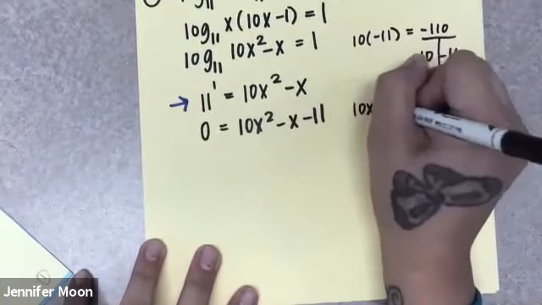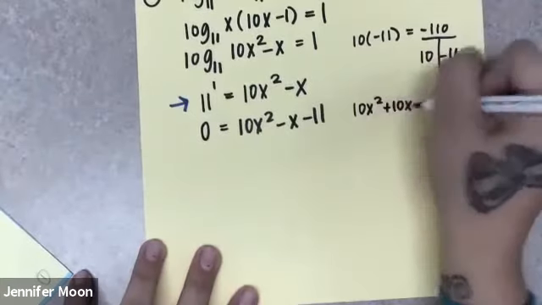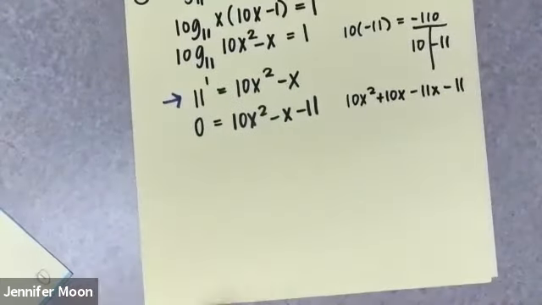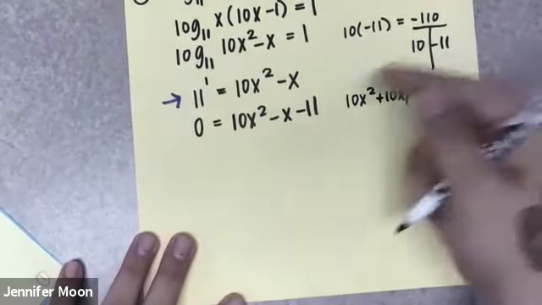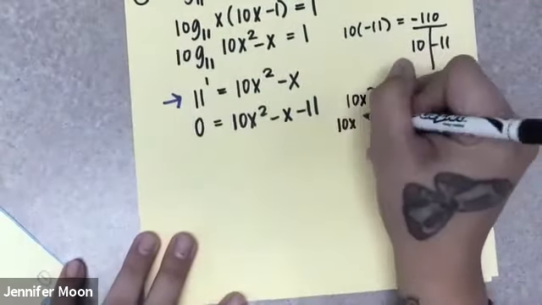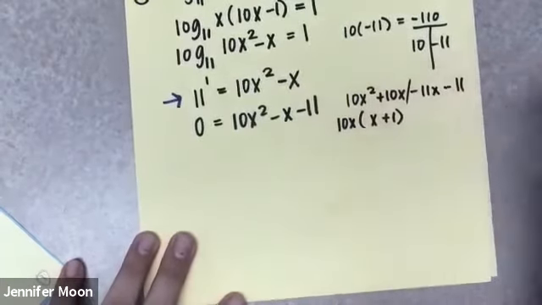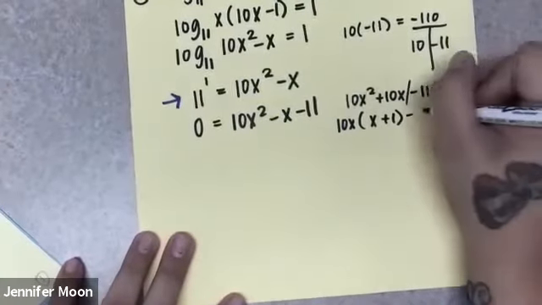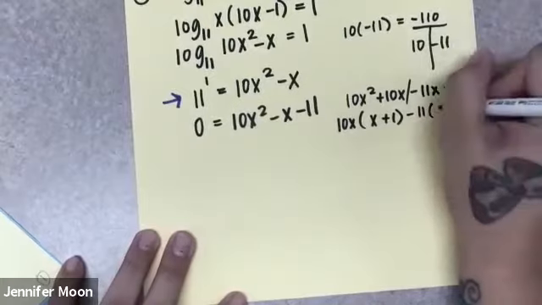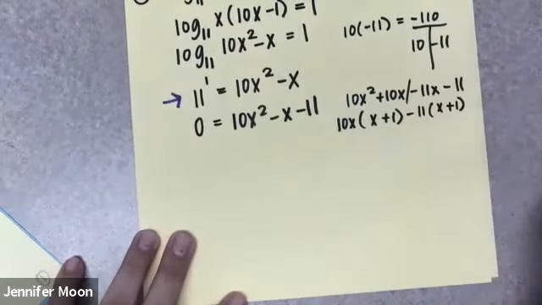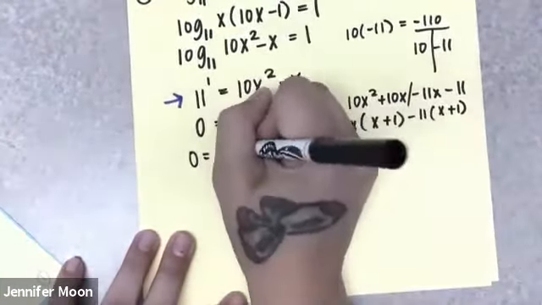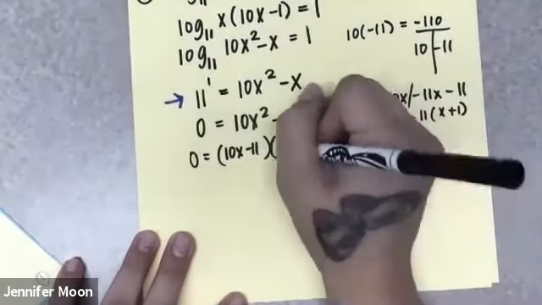So I get 10x squared, that's a positive 10, don't forget your variable, negative x, don't forget your variable, and then negative 11. Now we have a factor by grouping problem. You split down the middle, pull GCFs. The greatest common factor between these two terms would be a 10x. When you divide, you get x plus 1, close. Bring down your negative sign. Then the greatest common factor between these terms would be 11. Whenever you do your division, you get x plus 1, close. So this tells me that in factored form, this trinomial is 10x minus 11 times x plus 1.